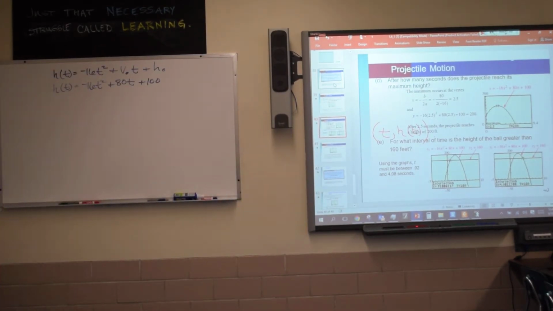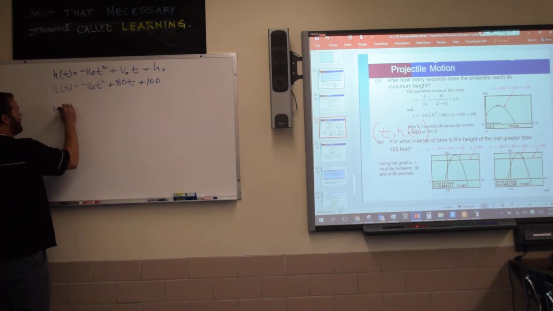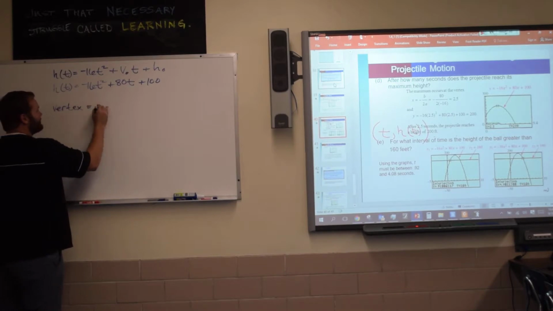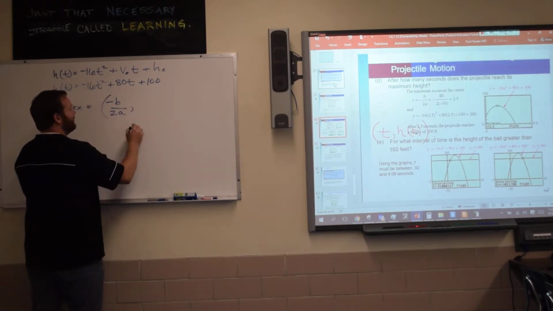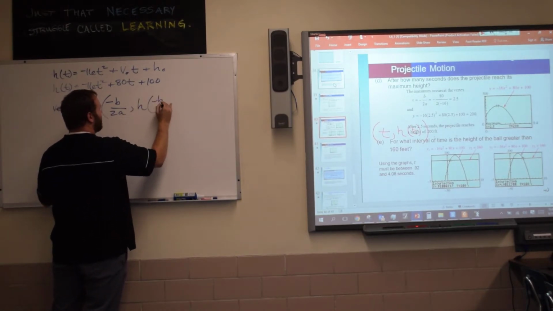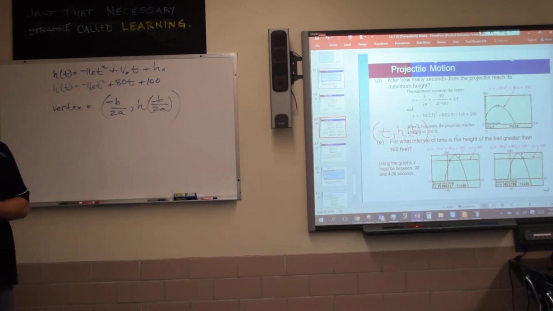A curve reaches its maximum height at the vertex. The vertex of any quadratic equation is equal to the opposite of b over 2a, comma, h of the opposite of b over 2a. Okay, so that's the ordered pair that we're going to get.